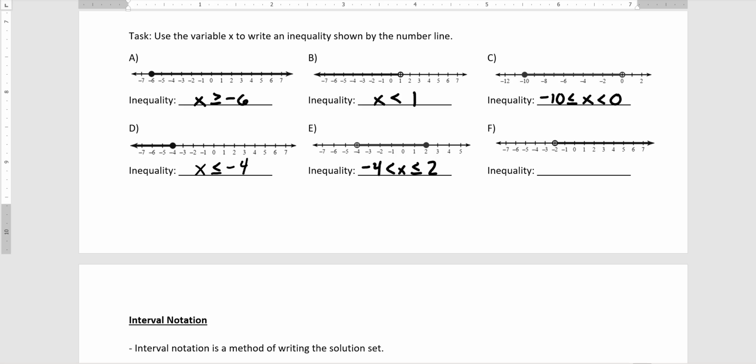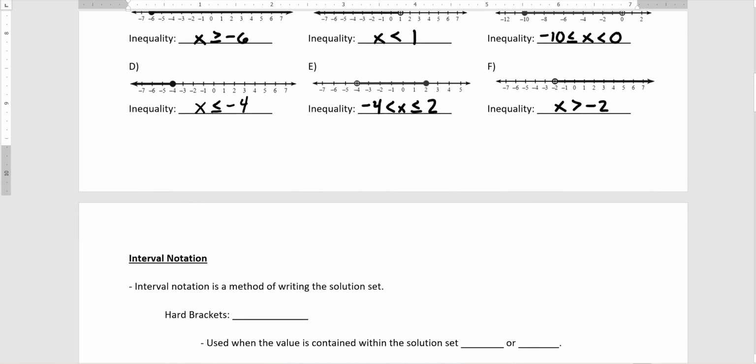Very nice. Now looking at letter F, we have a -2 value here. This time it's going to be strictly greater than, right? Because we have that open circle and we're going to the right. So x is greater than -2. Very nice. Raise your hand if you have any questions. I'd be happy to come around and answer them.